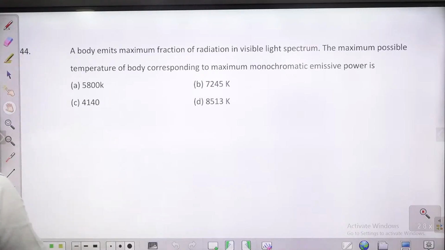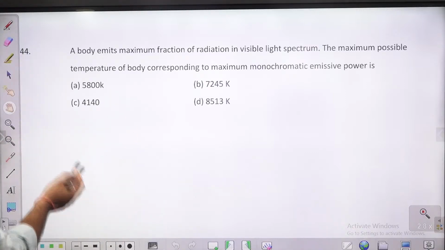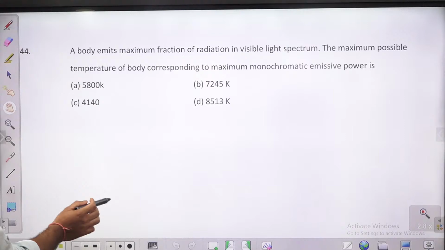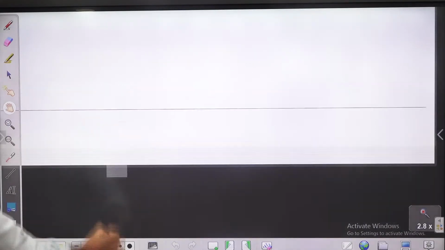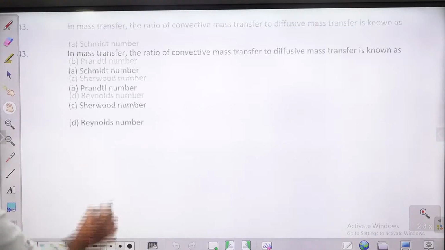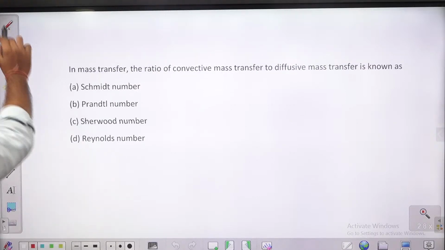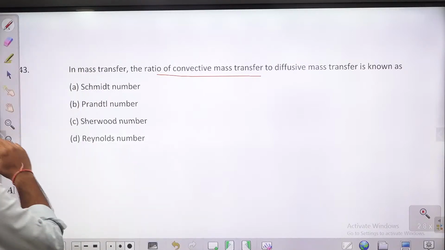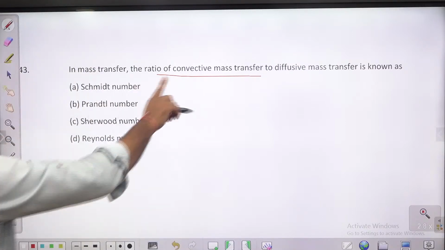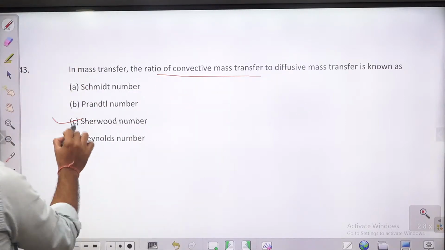Let's go, this 44, 45, this is also a direct question. It is a very direct question, children. You will easily be able to answer it using Wien's displacement law. And this one you will also be able to answer. In mass transfer, the ratio of convective mass transfer to the diffusive mass transfer, what do we call that? This is known as the Sherwood number.